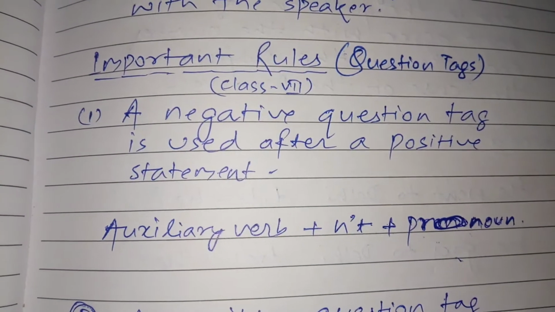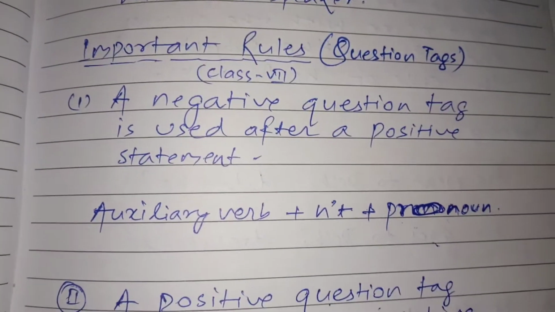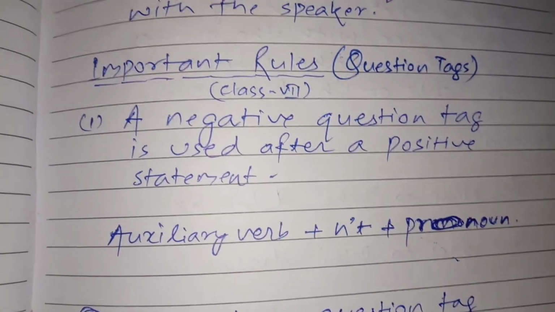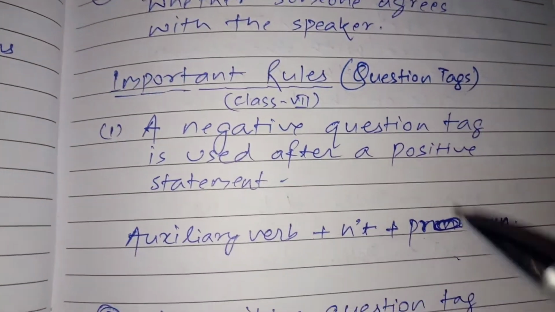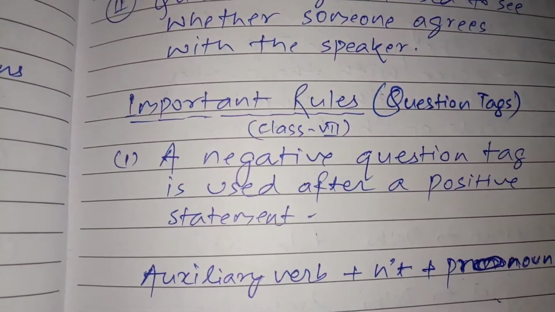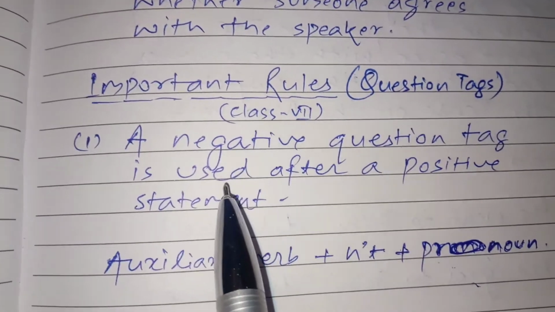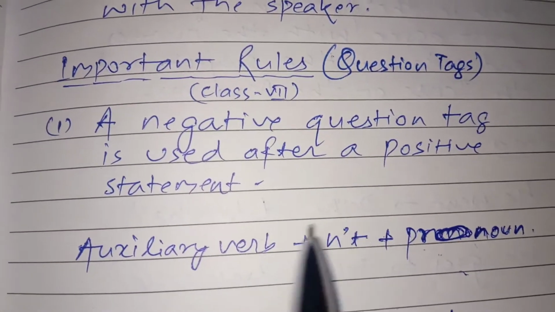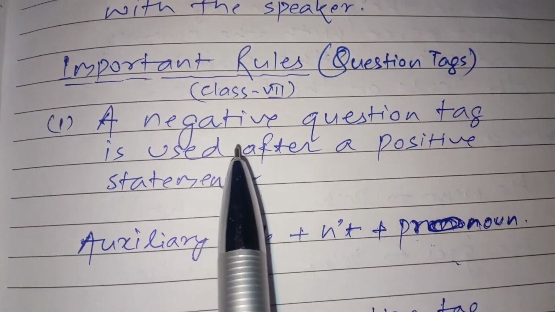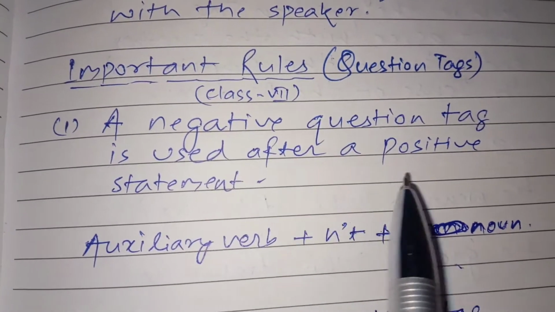In this video, I'm going to discuss important rules of question tags. They are very important and I think that you should all know it. Okay, here, important rules. A negative question tag is used after a positive statement. It is already given. A negative question tag is used after a positive statement.